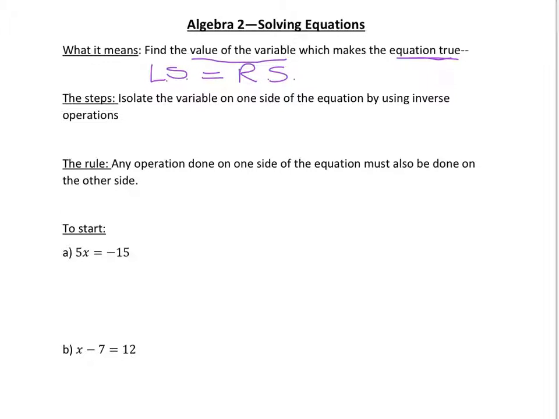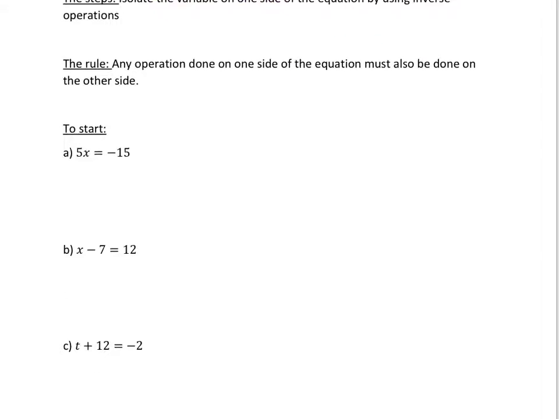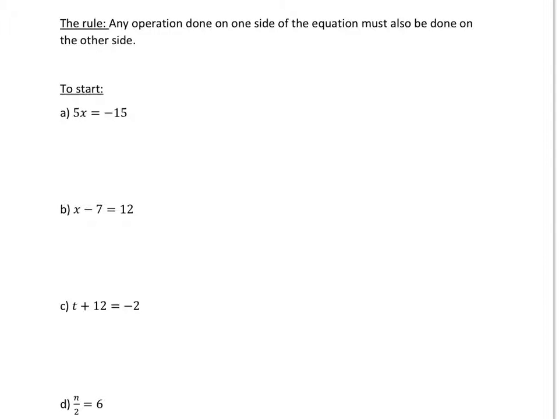And basically there's one step, although it may take more than one step in order to do it, and that is to isolate the variable on one side of the equation by using inverse operations. And then the rule to follow is that any operation done on one side of the equation must also be done to the other side. And we'll do quite a few examples just to make that very clear. So we've got 4 examples here to start with, and we're going to isolate the variable, so get the variable by itself on one side of the equation by using inverse operations.